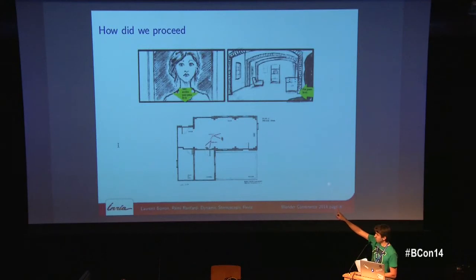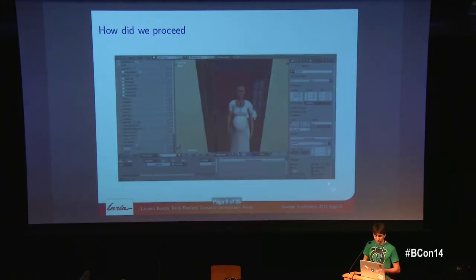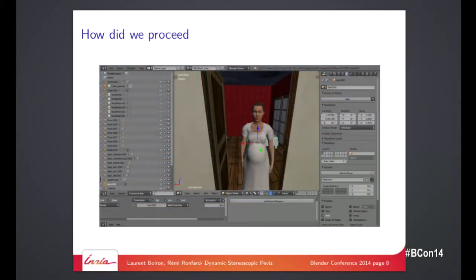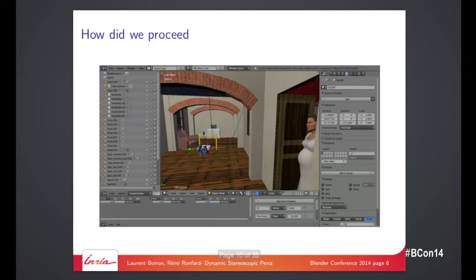So this is the plan of a real set, with some indication of the character, the actor position, and the camera movement. Then the next step is to create this set in Blender. So as you can see here, and here also, we have the actress and the set with chair and the camera in the middle. So I worked in Blender to produce this virtual scene.